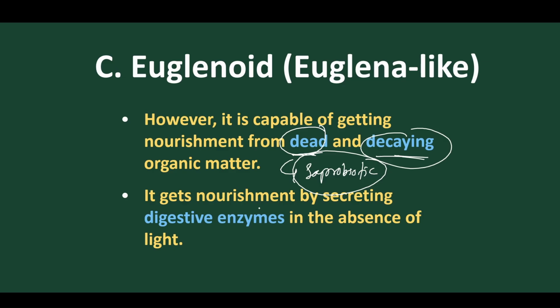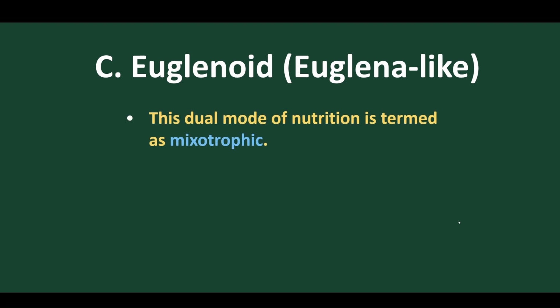They get nourishment by secreting digestive enzymes in the absence of light. If light is absent, they undergo animal behavior and use digestive enzymes to digest the food materials. If light is present, the digestive enzymes are reduced and, with the help of light, they prepare their own food. So Euglena has both plant nature and animal nature.